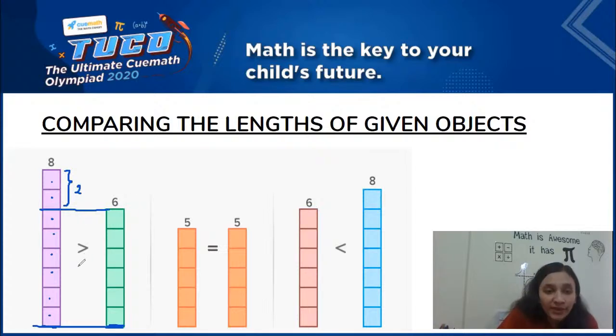And that's why we put a symbol like this. The opening of the symbol is where it points to the greater quantity. The quantity which is greater will get the open side. The quantity which is lesser will get this closed side. So this is how we could compare. They should always start from the same level.